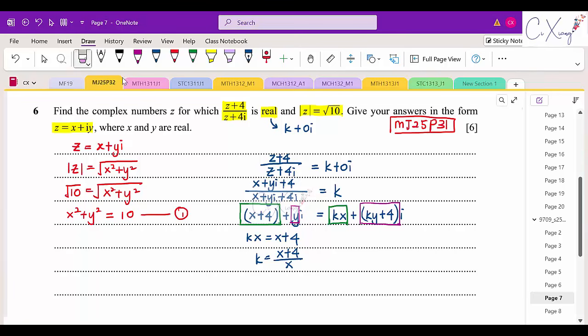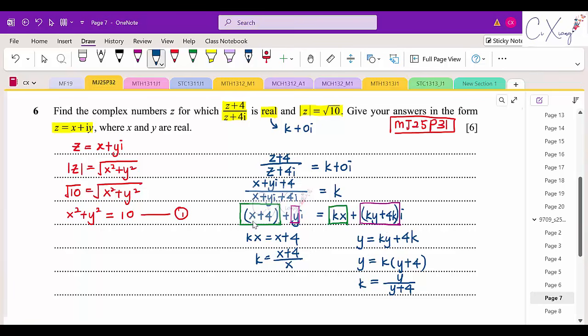There's a careless mistake here. Are you aware of it? I have to multiply the k inside the 4 also, right? So you should have 4k here. So I need to compare the imaginary part with the imaginary part. Therefore, I have y equals ky plus 4k. Then from here, I can also rephrase k in terms of y. So I have k equals y over y plus 4.